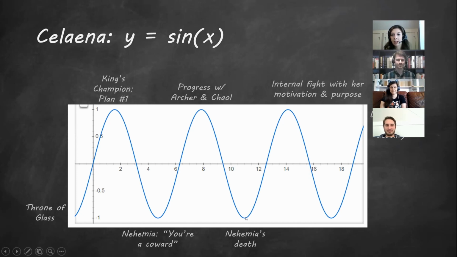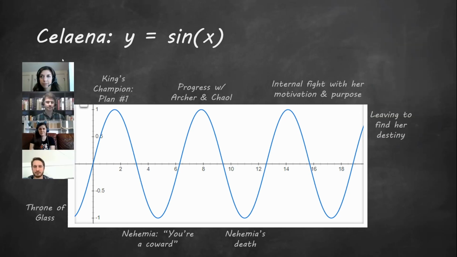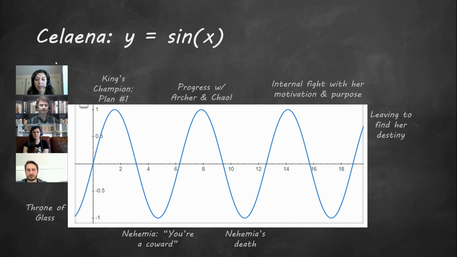Obviously, a huge hit to her is Nehemia's death. That is a big turning point in the book and a big negative point. Even after Nehemia's death, she's fighting with her motivation and purpose. Sometimes she'll get really determined and be her true assassin self, and the next moment she feels totally down. I don't know what I'm doing. I'm not meant to do this. Why can't someone else just be the chosen one? And then the way this book ends, she's leaving to find her destiny, so she's kind of on the up.